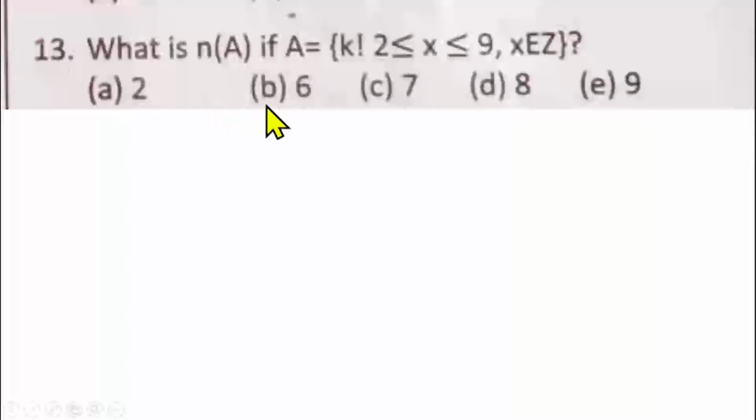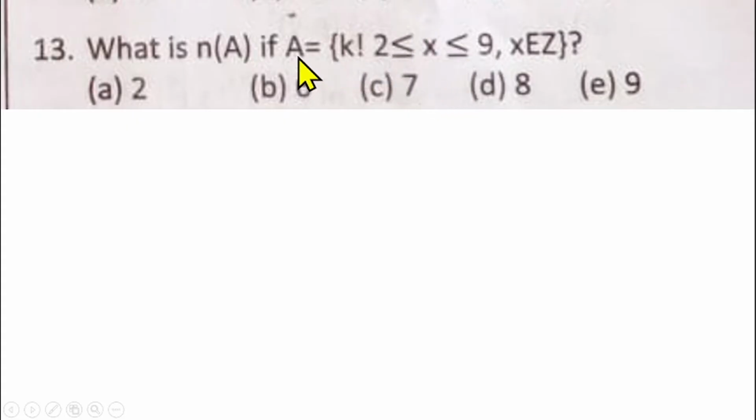Question number 13 is from the set. What is the cardinality of set A if A is equal to, so we are given the elements of set A in a coded way. That is, they try to code the elements in set A. There's a name we call this, okay, this is inequality.